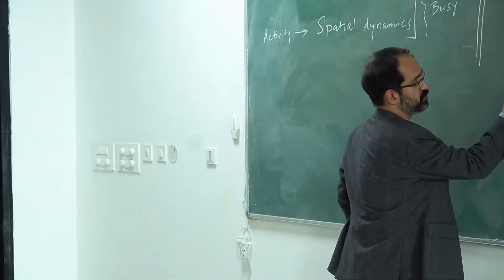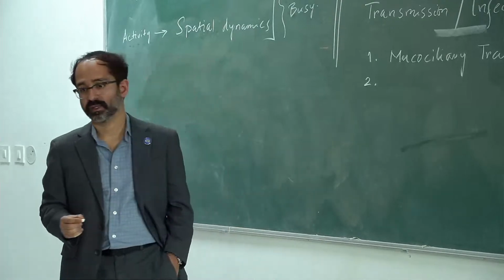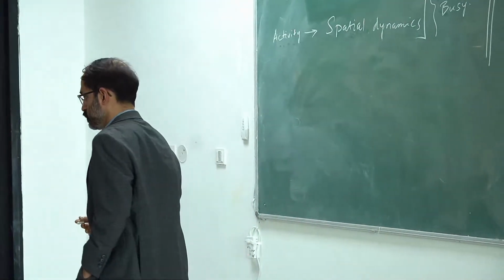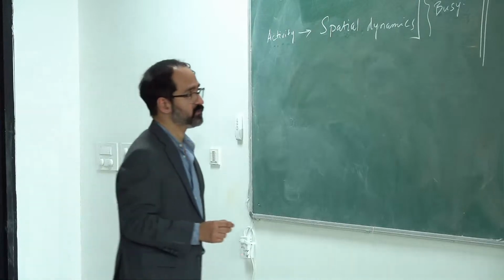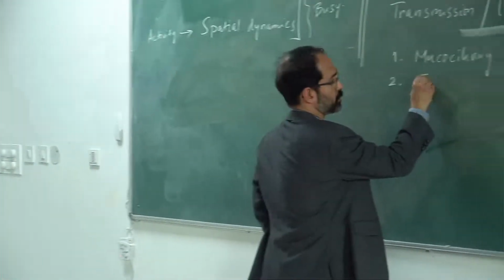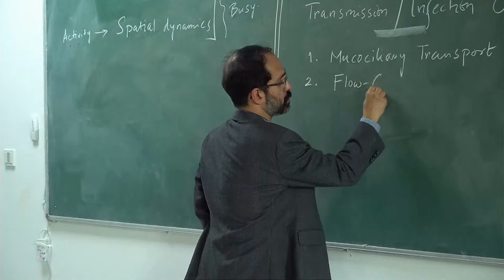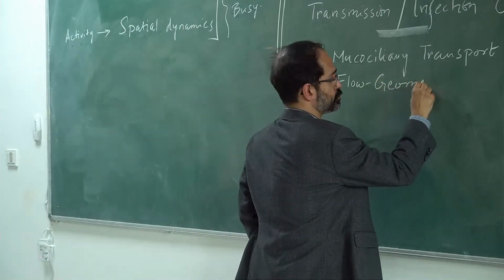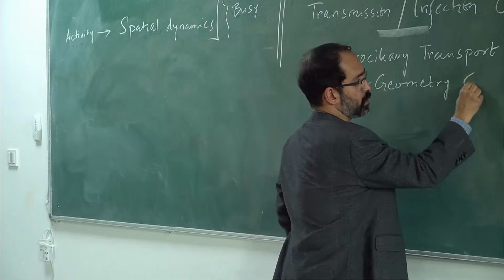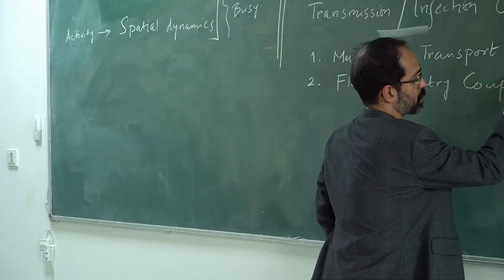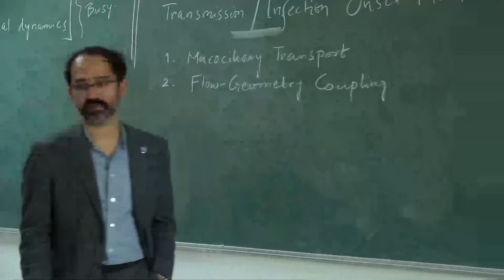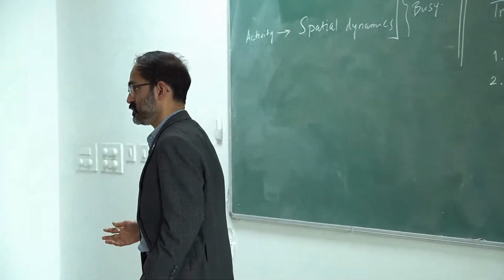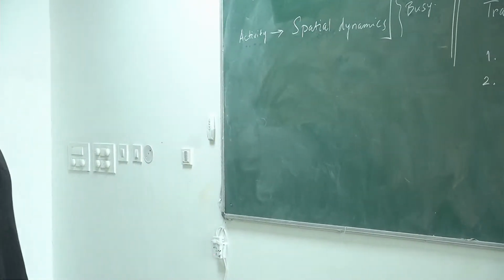Number 2, if I remember correctly, is the role of geometry. So, what is the flow geometry coupling? All our anatomical spaces have subtle differences. They're not alike. So, can we just look at the geometry, or can we just look at the medical scans and predict something about the transport patterns?